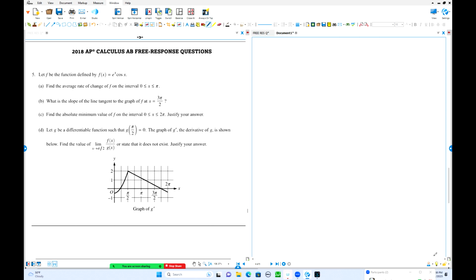The function f of x is given: e to the x cosine x. Find the average rate of change. That is not the average value. Average rate of change between 0 and pi. What is the definition of average rate of change? Average rate of change between 2 points.